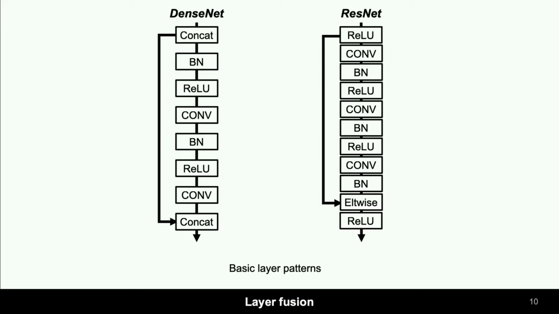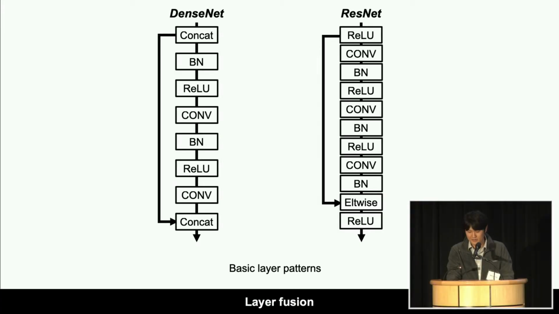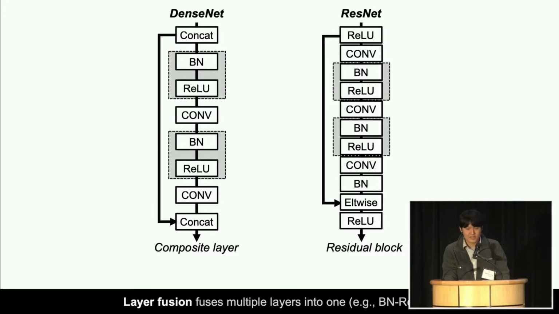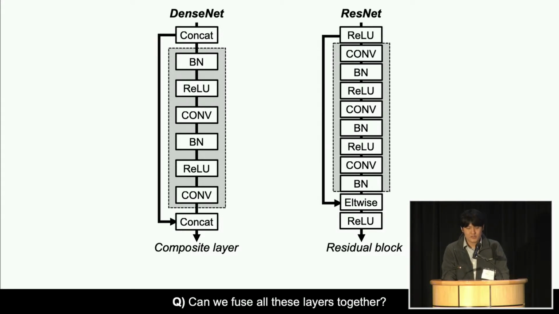So what is layer fusion? Each recent CNN model usually has its own repeating basic layer pattern, called a composite layer in DenseNet or a residual block in ResNet. So here, what layer fusion does is basically fuse the adjacent layers into a single fused layer. For example, here we can fuse the batch norm and ReLU together, making a single fused layer. So here comes the question: can we fuse all these layers together in a basic block in training recent CNN models, and will they work well?